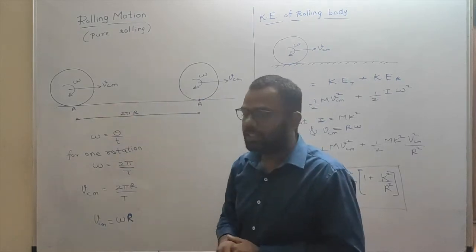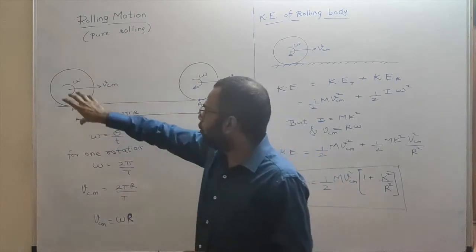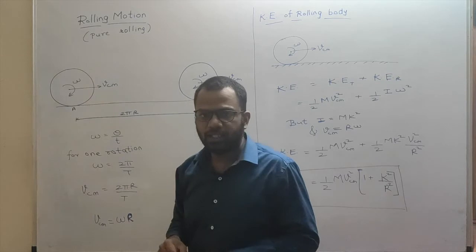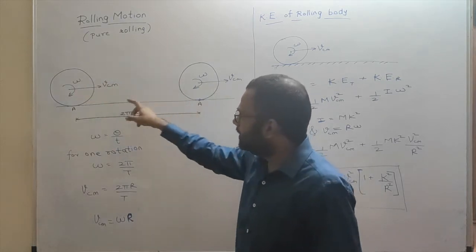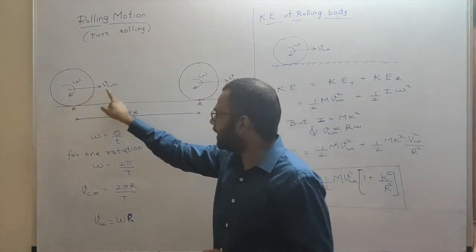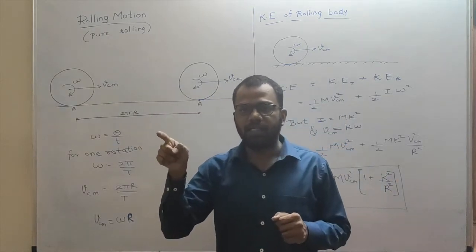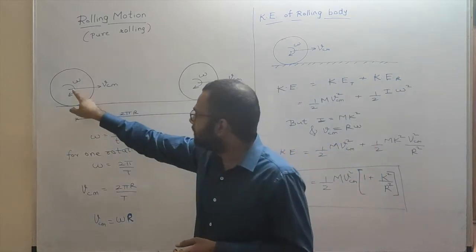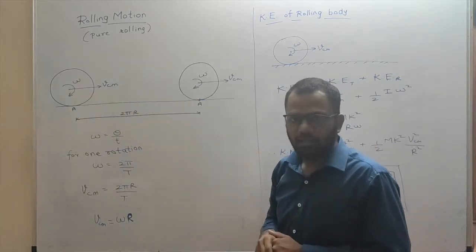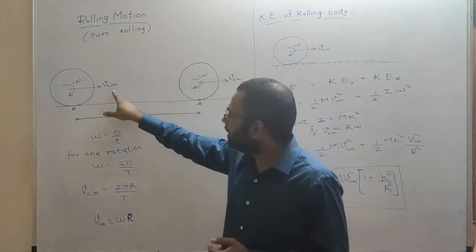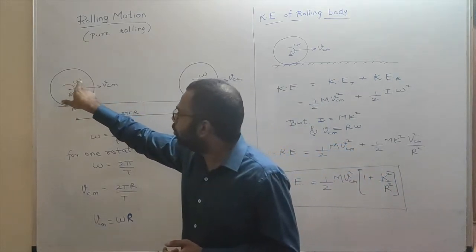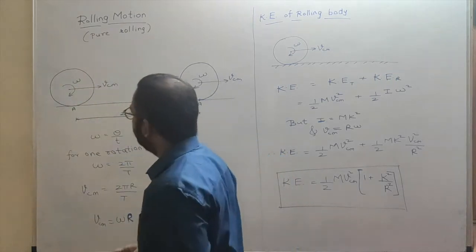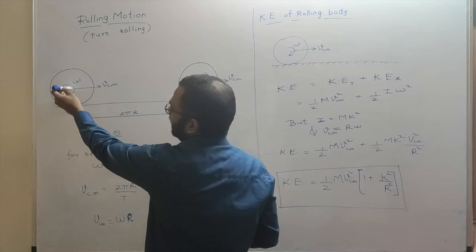Now look here, this is the object that is rolling. While rolling, VCM is the velocity of the center of mass of this object, because as the object is rolling, its center of mass will move in a straight line. All the rest of the particles will move like this, but its center of mass will follow a straight path. Let the velocity of the center of mass be VCM, and let omega be the angular velocity of the object. Its axis will pass through its center like this.